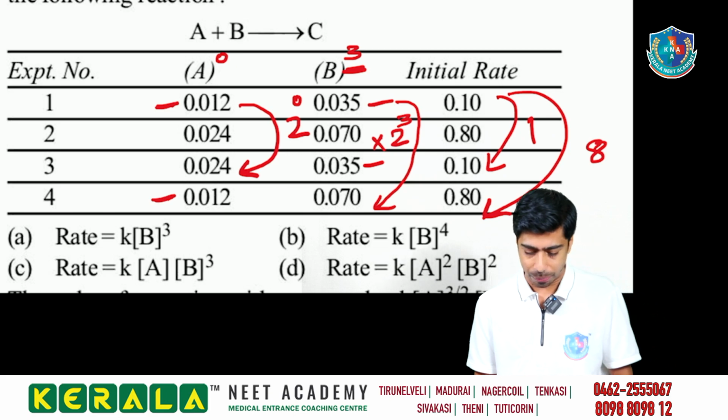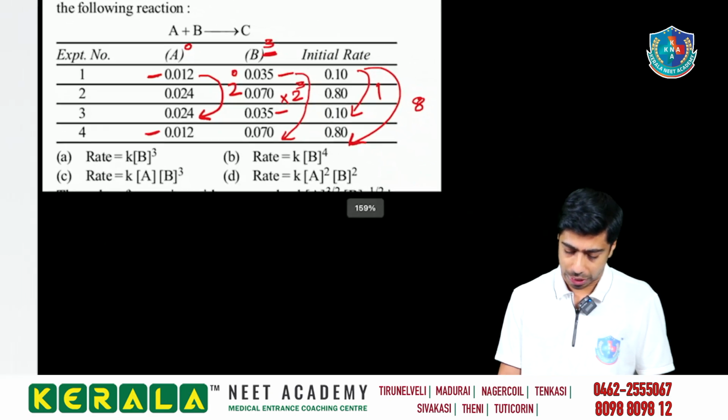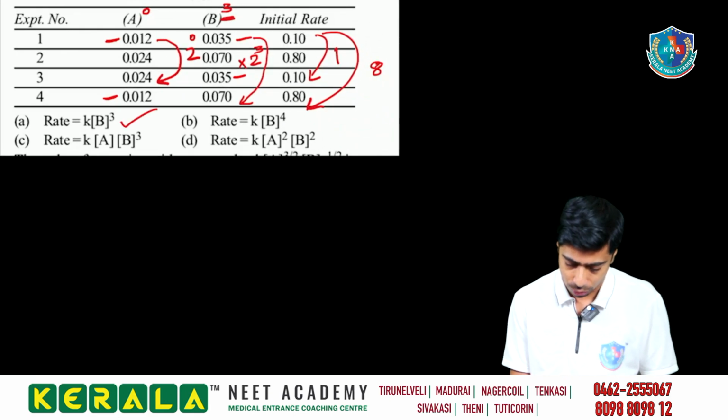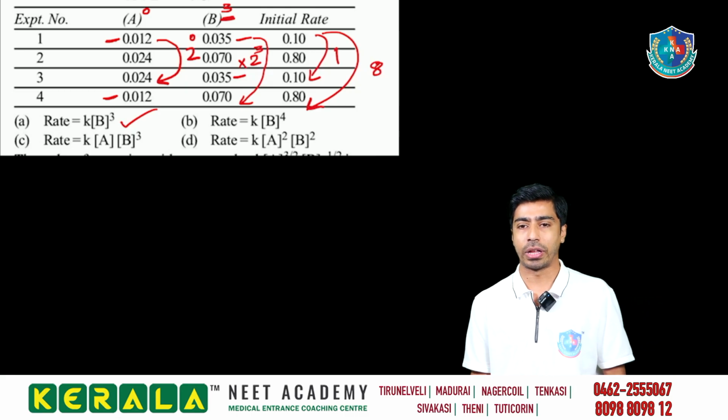So the rate equation will be rate is equal to K into A power 0, which is 1, so K into B power 3 will be the answer. Okay.